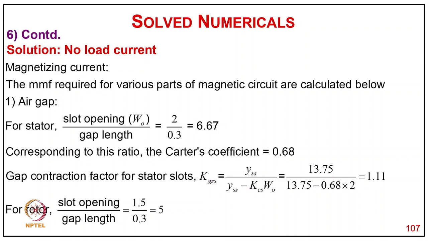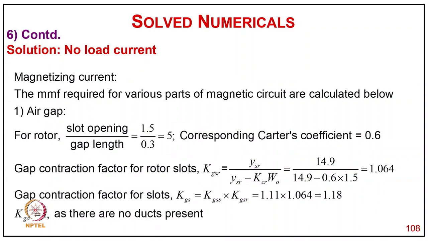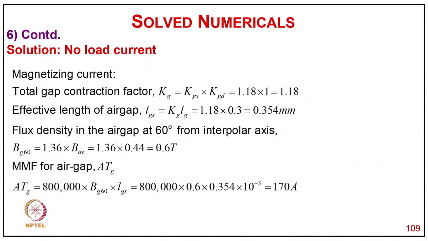For the rotor, slot opening upon gap length comes 1.5/5, and the corresponding Carter coefficient is 0.6. So the gap contraction factor for the rotor slot KGSR is equal to YSR divided by YSR minus KCR into W0, it comes 1.064. The gap contraction for the slot is KGS equal to KGSS into KGSR, putting values it comes 1.18, and KGD equal to 1 as there is no rotor duct present. So the total contraction factor KG equal to KGS KGD comes 1.18.